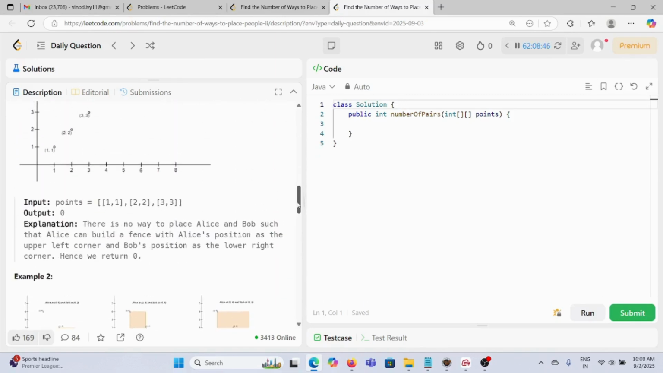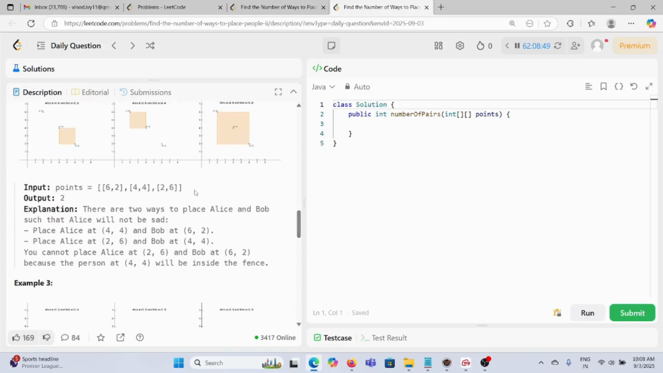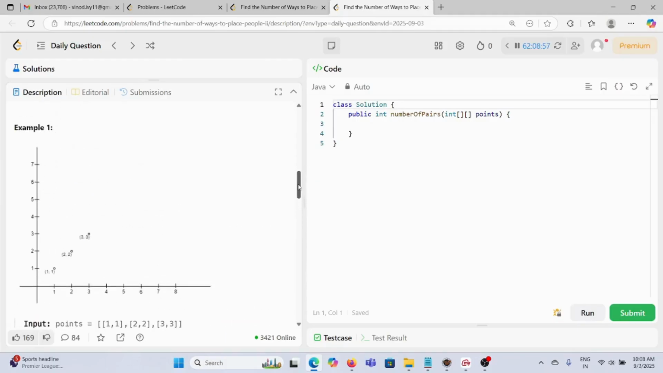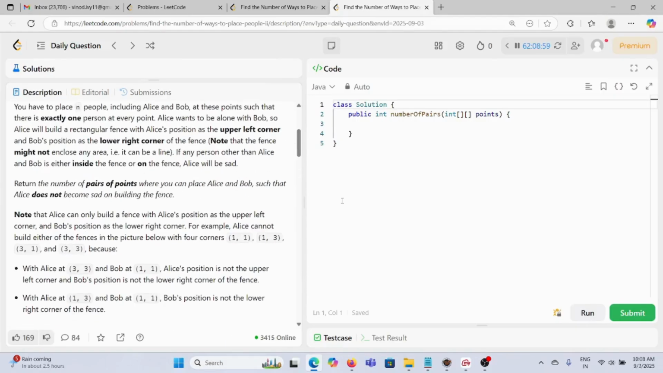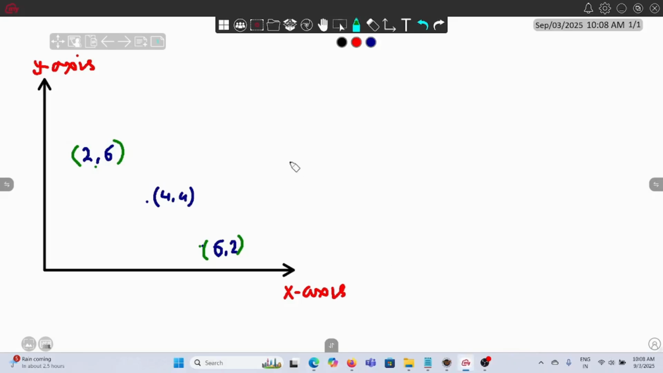For example, you can see here we are given a points array, a 2D array, like this. Now there are two persons, Alice and Bob. We have certain rules to place Alice and Bob, so we'll discuss that. You can visualize these as the points given in the question. There is a lady called Alice and another guy called Bob. We have to place them on these points, and there are certain rules for how Alice and Bob want to get placed on these points.